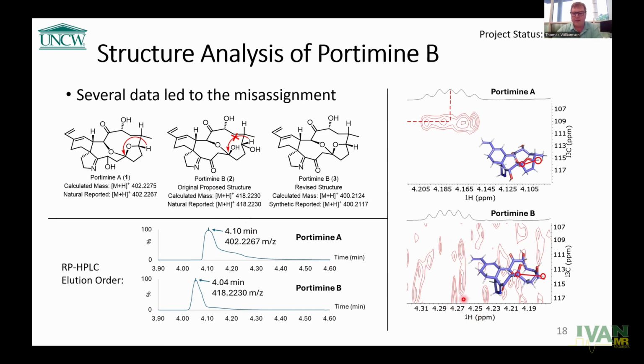And so we just started looking at it a little bit closer, and we went back and found some of the original data. And you can see here for portamine A, we do see a nice clear HMBC type correlation across that tetrahydrofuran ring. I'm sorry, in this ring right here. And then in portamine B, we in fact did not observe that HMBC type correlation. And that was another thing that had sort of led to the original misassignment.